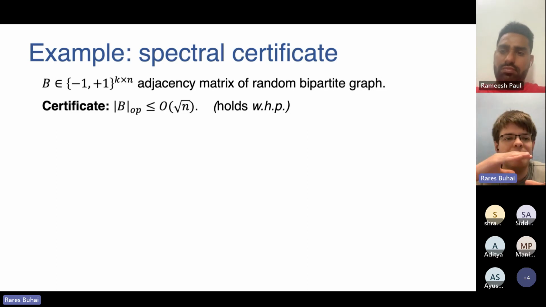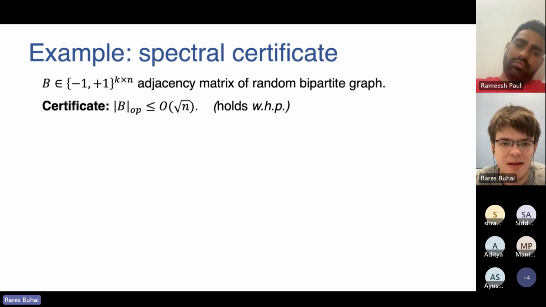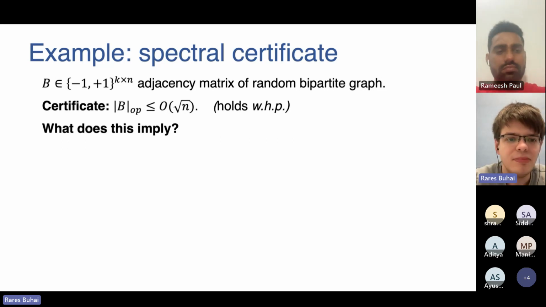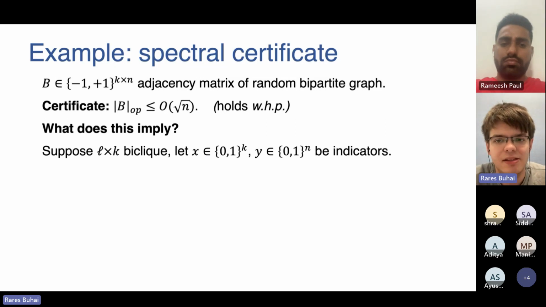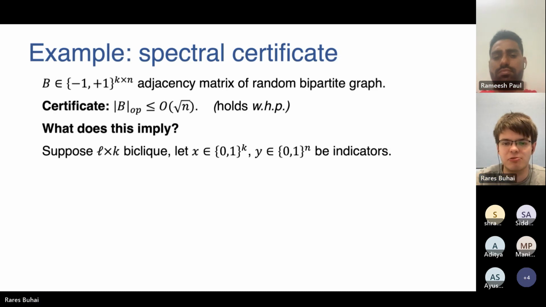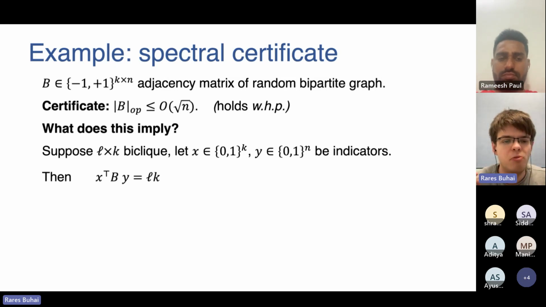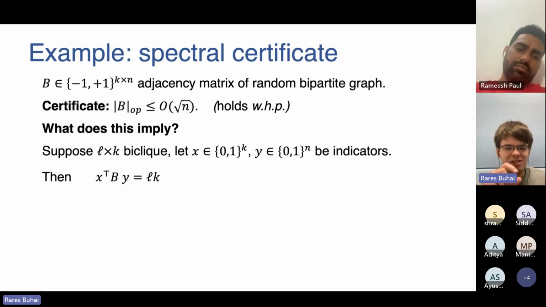What I claim is that this property by itself is enough to say something about bicliques, without using that the bipartite graph is random in any other way. So let's see what this actually implies. Suppose we actually have an L by k biclique in this bipartite graph, and let x and y be its indicators. So x indicates which nodes on the left are in the biclique, and y indicates which on the right are in the biclique. Then you can check that x transpose B y is equal to L k. That's because x transpose B y really selects and sums over all the edges that are in the biclique, and we know that B is going to be plus 1 at these positions because they are in the biclique that we're supposed to have.